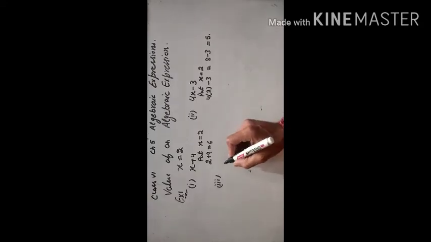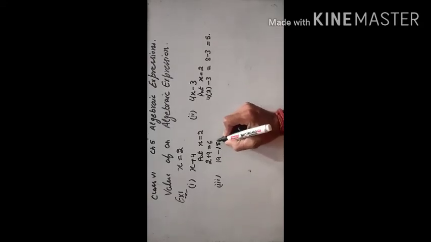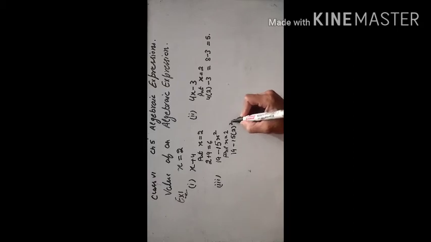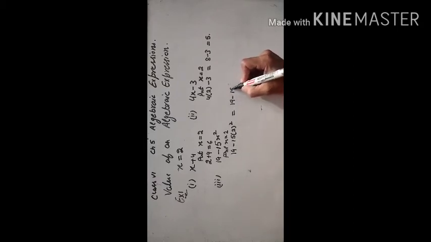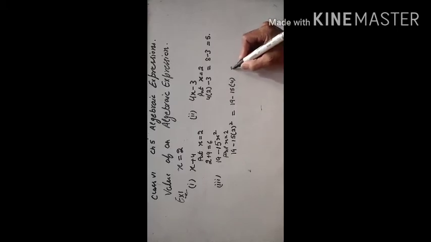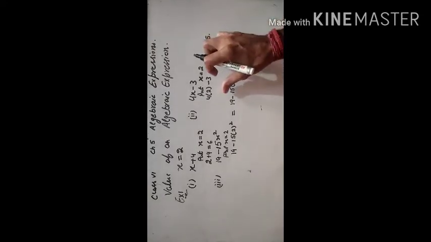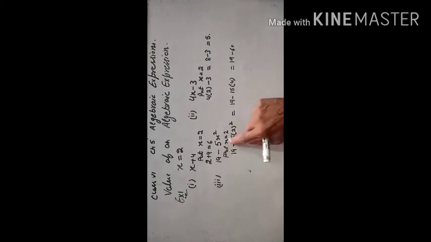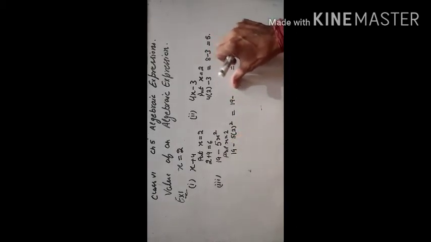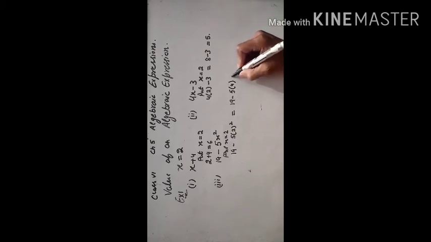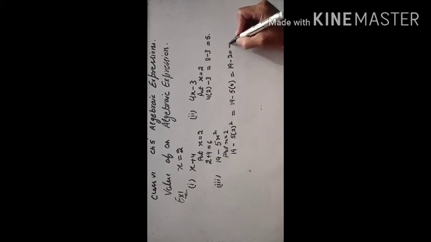Now third part is 19 minus 5 x square. Here we have to put x is equal to 2. 19 minus 5 into 2 square, that is further equal to 19 minus 5 into 4, since 2 square is 4. 5 fours are 20, so 19 minus 20 is equal to minus 1.